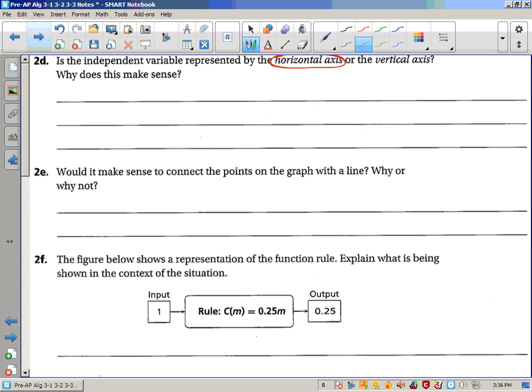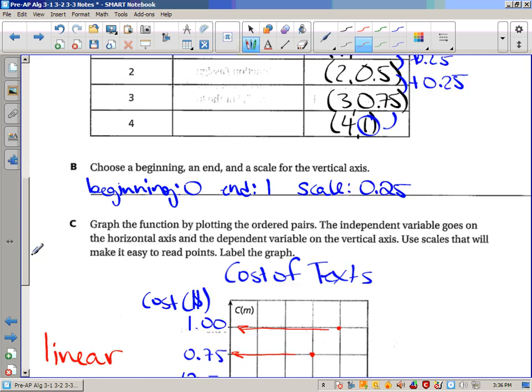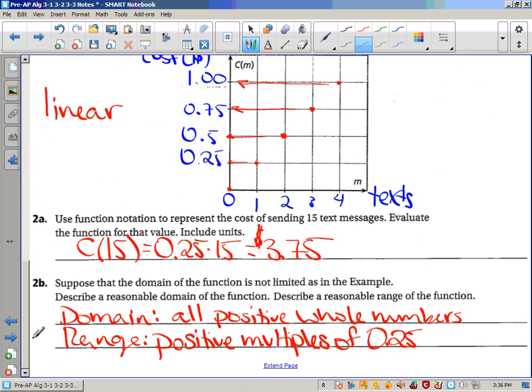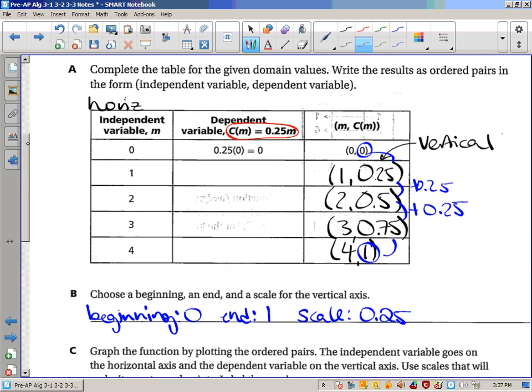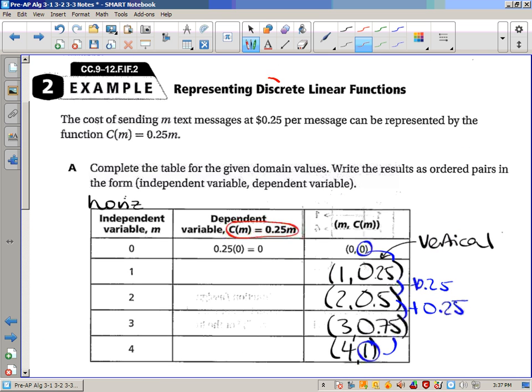Would it make sense to connect the points on the graph with a line? Why or why not? So right now we have isolated points. In order to connect these points with a line, that would mean that I could send half a text, or a quarter of a text, or 0.13 of a text, and that doesn't make sense. You can only send a whole text message. Even if it's just a smiley face, that is one text message. So I can't connect these dots, and when you can't connect the dots, it is called a discrete function.